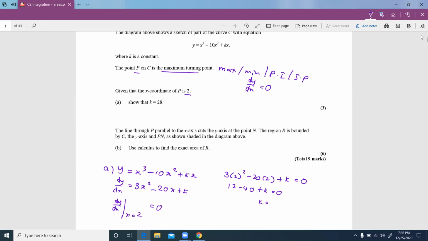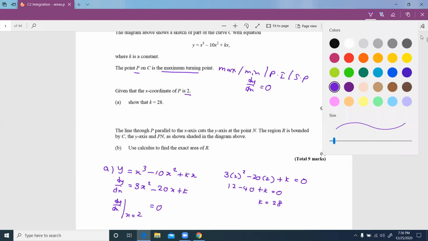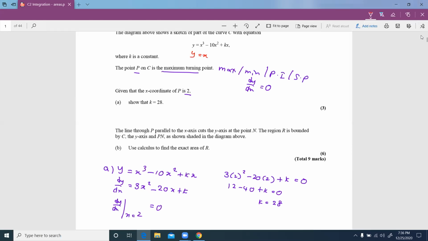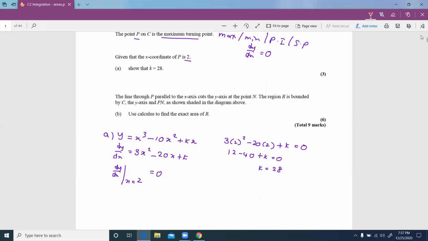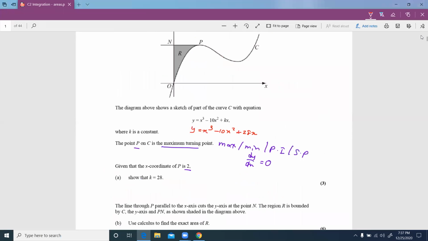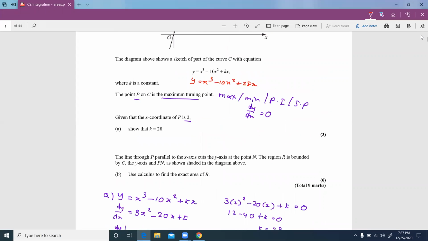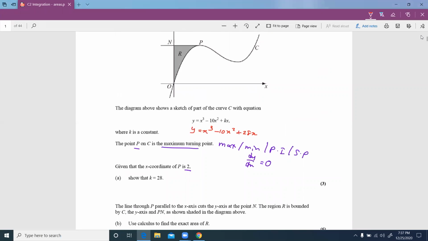Now you know this equation for the next set of questions. Now we know that this equation becomes y equals x cubed minus 10x squared plus 28x. We know this fact, right, okay. Now, the line through P is parallel to the y-axis and cuts the x-axis at the point N. The region R is bounded by the curve C, the y-axis and PN, shown in the diagram. Find the area of the shaded region. This is the point where we can understand.